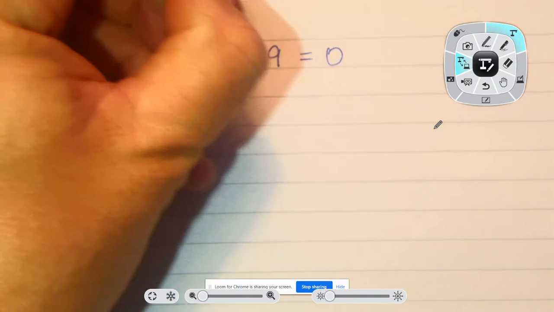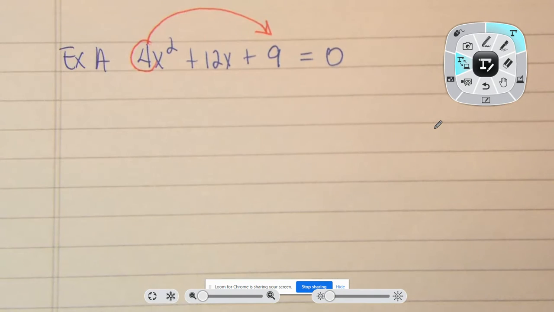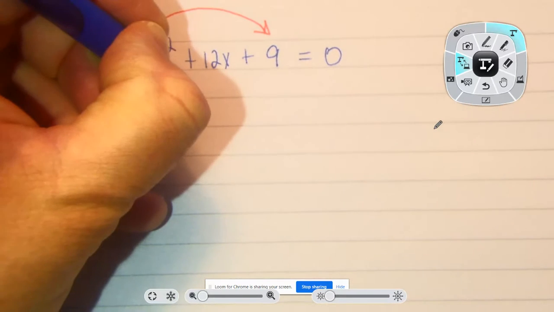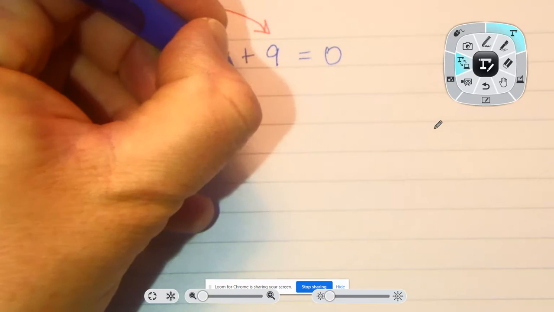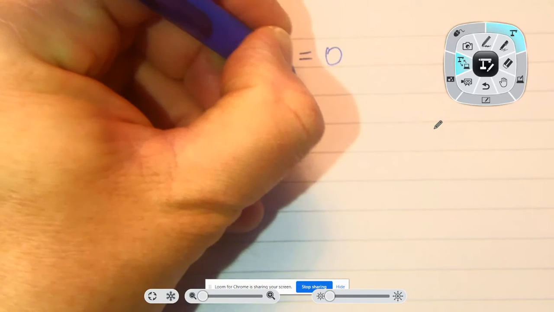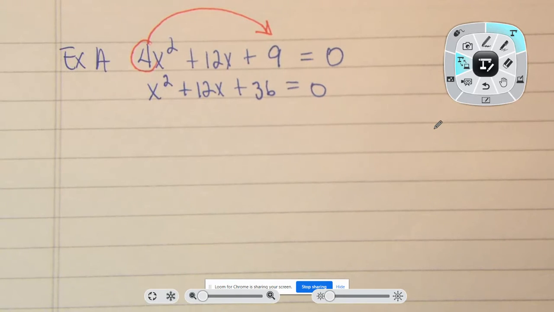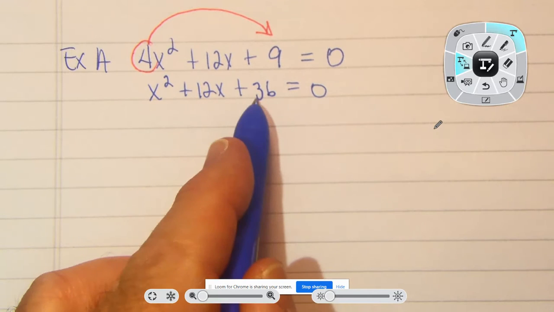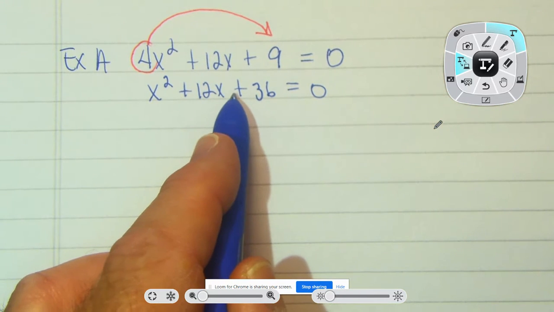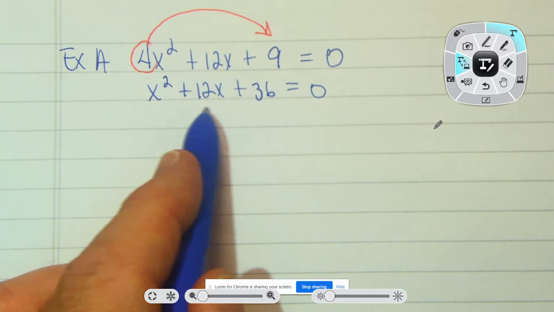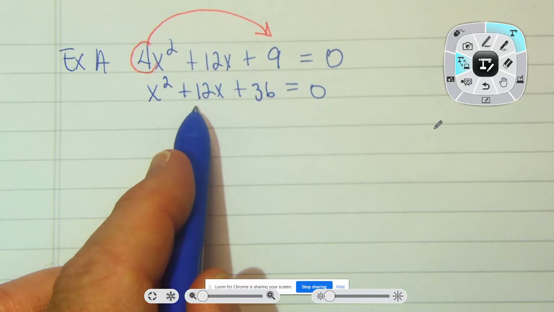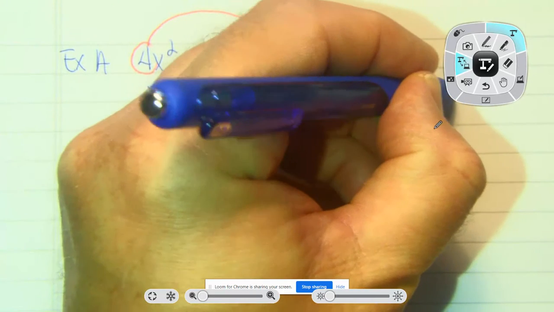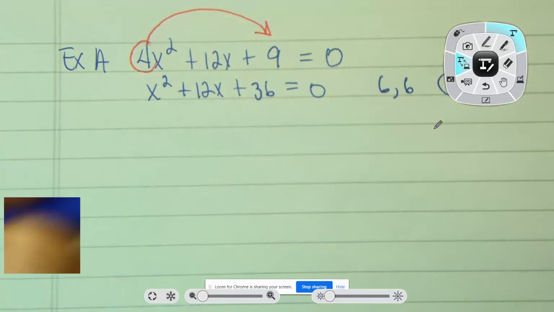Remember how I do that? I multiply it by 4. So 4 times 9 is 36. I'm going to rewrite it as x squared plus 12x plus 36 equals 0. Right, just like that. Now remember, I'm wanting 2 factors of 36 that will add to be a positive 12. And immediately I think about 6 times 6, because if I add those two, I get 12. If I multiply them, I get 36.